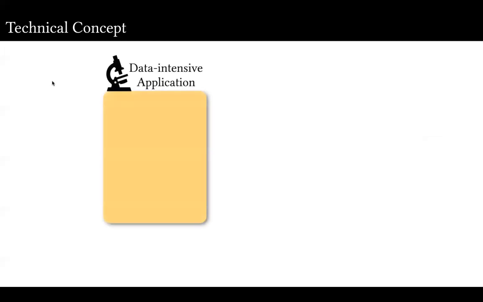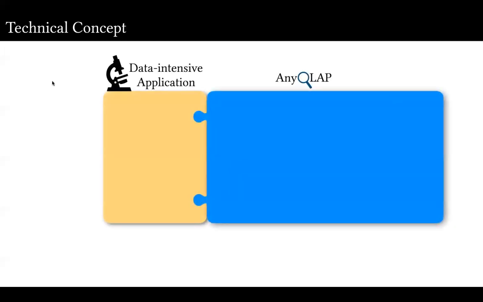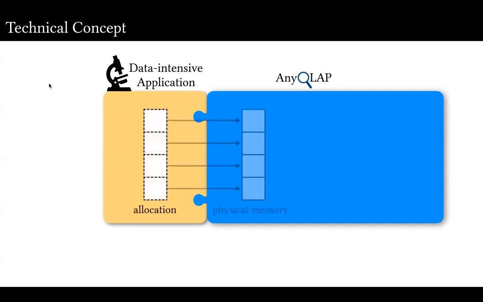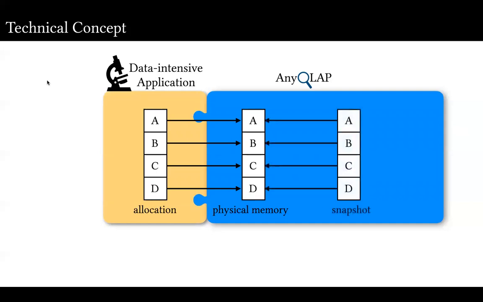Now let's look a little bit at the technical concept behind it. We have some kind of data-intensive application, and AnyOLAP essentially attaches to it in the form of a so-called interpose library. Now, if an allocation is happening in that host application, it is essentially served by physical memory that is under our control. Now, if the host application is filling the memory with data, it's essentially filling our memory, and this allows us to create virtual snapshots on this data.